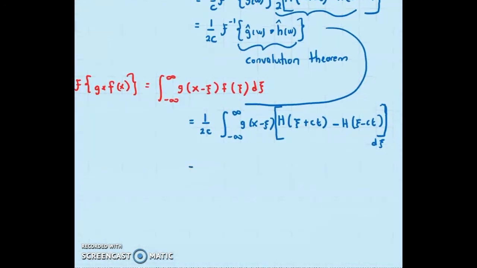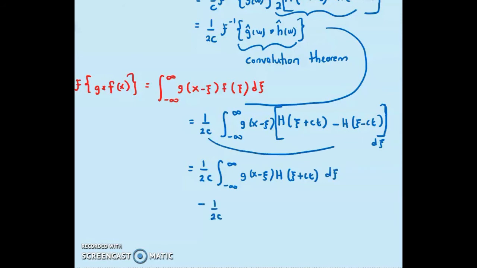Okay, I can simplify this by splitting these two functions here. We have the integral of g(x minus psi) h(psi plus ct) d psi, minus the integral from minus infinity to infinity of g(x minus psi) h(psi minus ct) d psi.